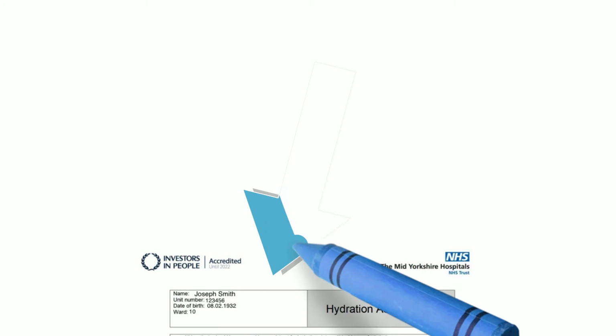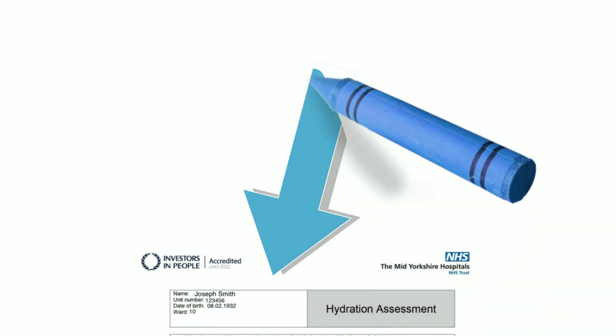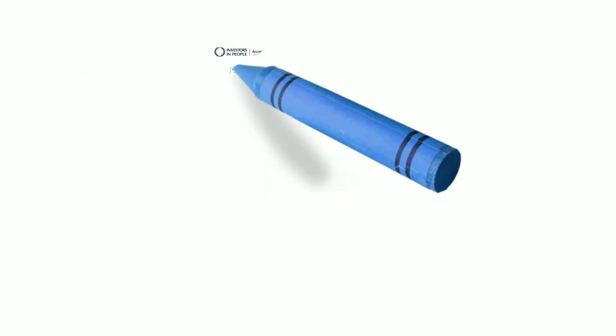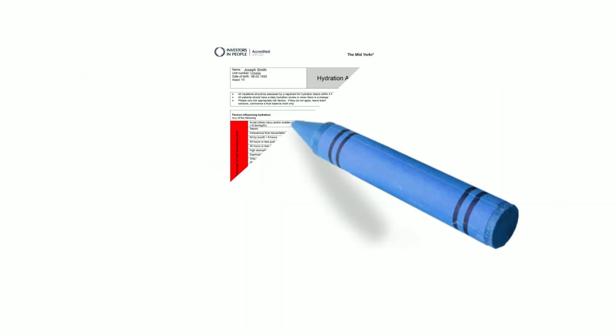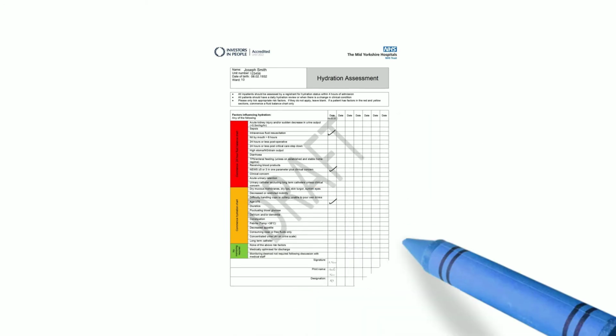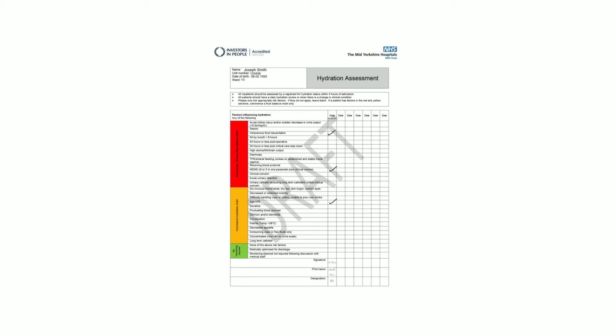Firstly, as per all other trust documentation, ensure patient details are completed correctly in full, including the date. If available, a patient identification label can be used as opposed to handwritten. The hydration assessment requires the registrant to identify the appropriate risk factors that determine whether a patient should have a fluid balance, hydration chart, or no monitoring.